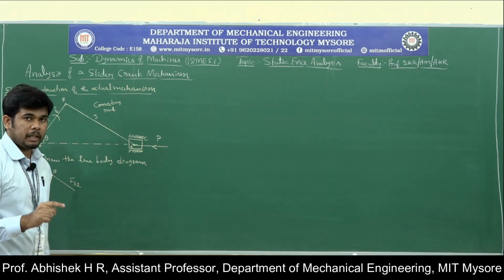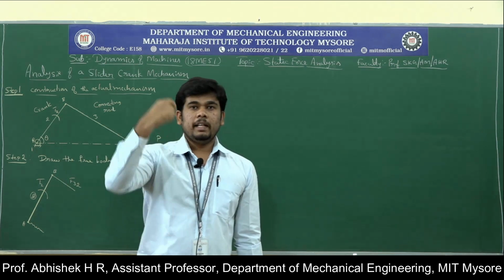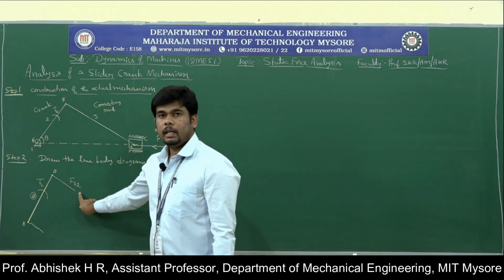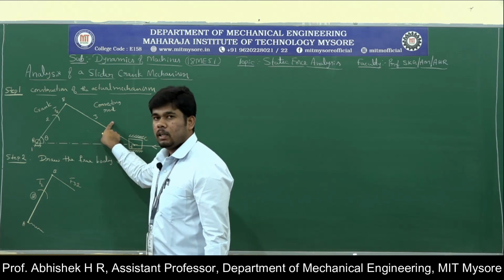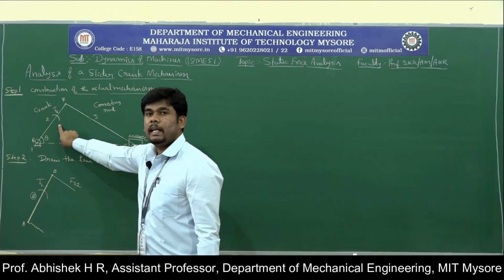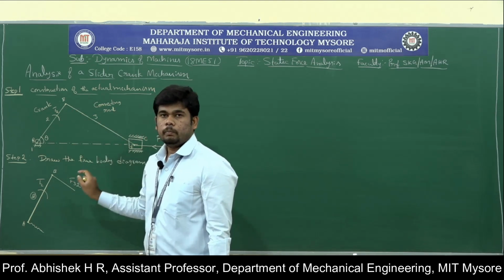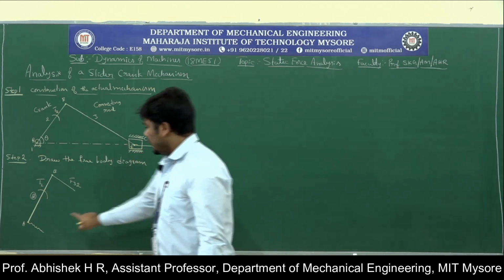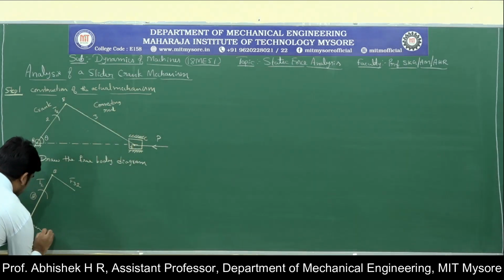F32. F32 means the force that link 3 is exerting on link 2. So it is 3, 2. This is how you are going to represent the force. And here at point A, it is F12.